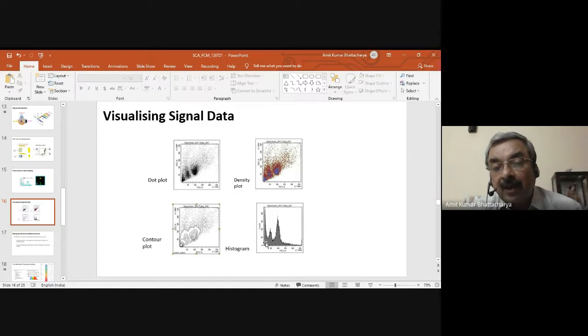You can similarly plot a histogram. When you build up a histogram, you get to know that now I see that I have two populations of cells, one with a forward scatter and side scatter value of this much, and another with a higher forward scatter and side scatter value.